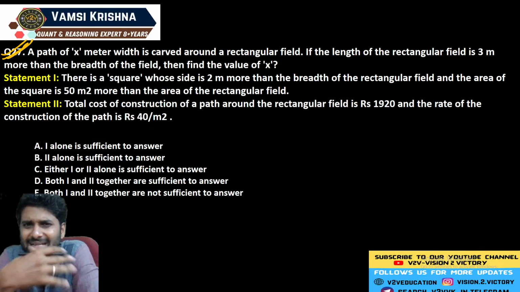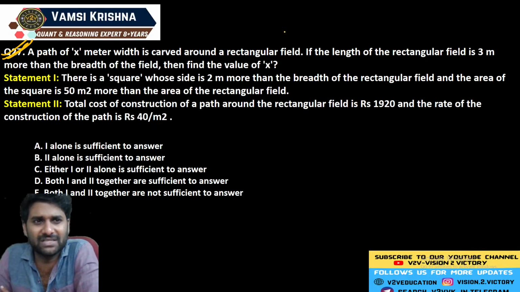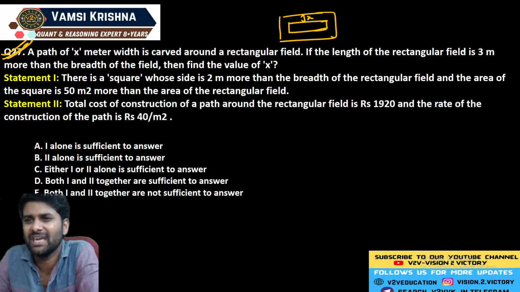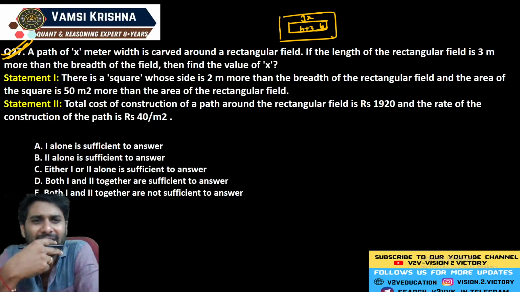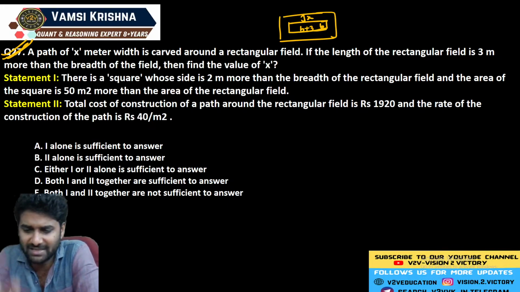This is simply a rectangular field. Let me tell you, just try to understand this statement. I just want to repeat this information. A path x meters wide can be carved around the rectangular field. There is a rectangular field, so there is a path. They clearly mention that the width is exactly equal to x meters. The length of the rectangle is 3 meters more than the breadth of the field. So breadth is b and length is exactly equal to b plus 3. Now try to identify the value of x, guys. With the help of which statement will you get x? Just try this question, guys.